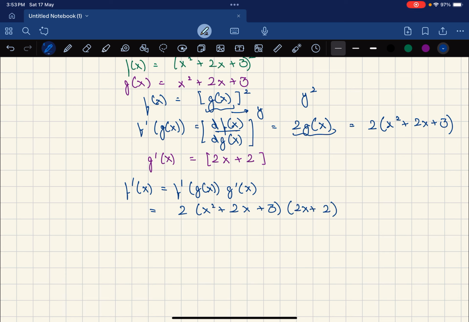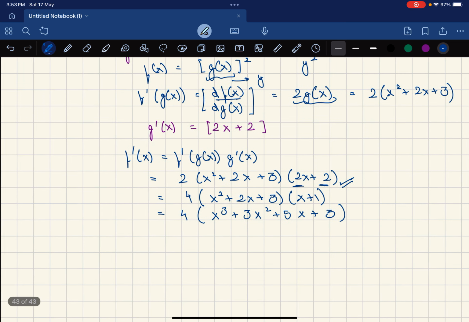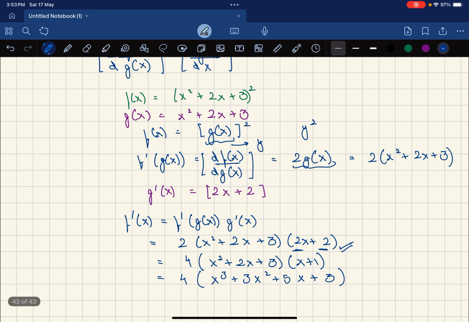times (2x plus 2). So we bring the 2 out from here, we are left with 4 times (x square plus 2x plus 3) multiplied by (x plus 1), and this can be written as x cube plus 1 x square and plus 2 x square is 3x square, and plus 2x plus 3x would be plus 5x plus 3. So this would be the required derivative of the given function. We can actually leave it at this as well. That would be enough. And this is how we can use the chain rule to get these various derivatives.